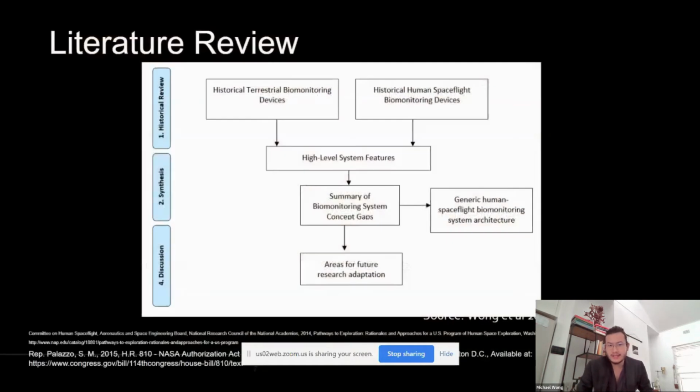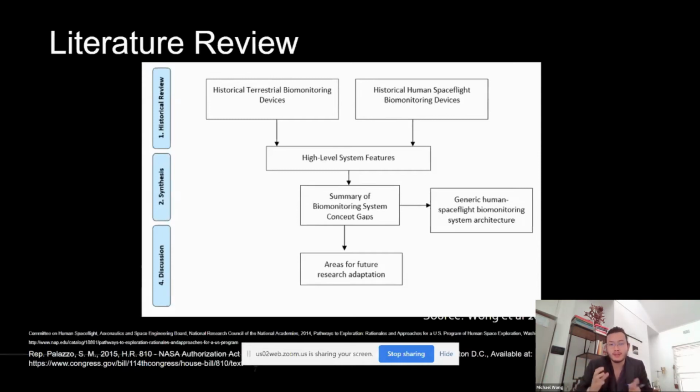So when we conducted our literature review, we reviewed historical terrestrial biomonitoring devices. As you will know, there has been a lot of interest in the idea of adapting or spin-offing terrestrial biomonitoring devices that look at keeping people monitored on an Earth setting. And the spin-off of those devices for human spaceflight purposes have attracted a lot of attention, but less systematic research. Building on that, we also looked at a literature review of historical human spaceflight biomonitoring devices, going all the way back to the Vostok program.